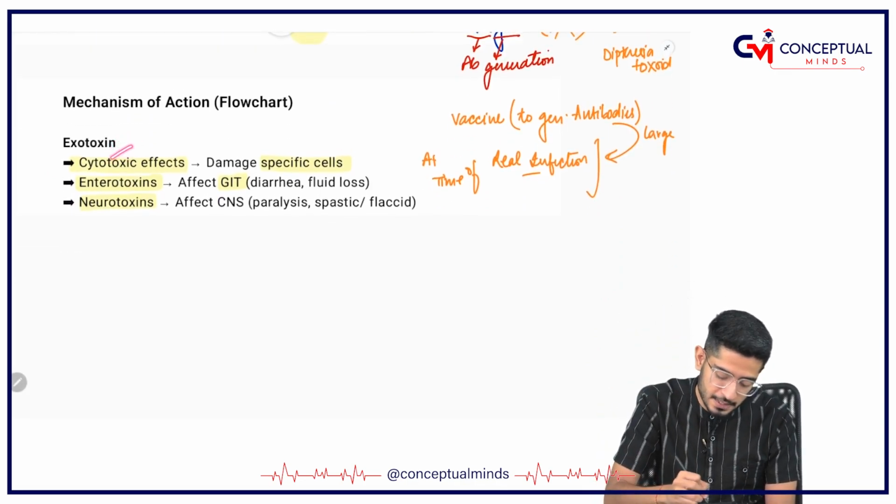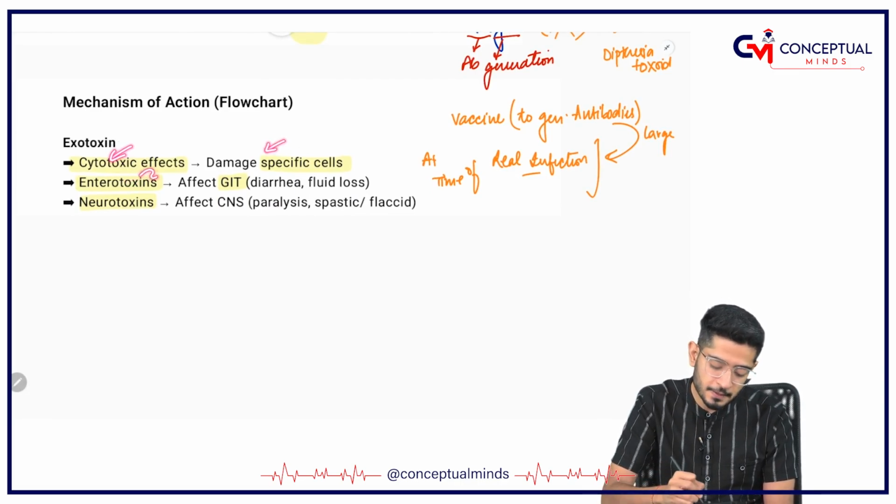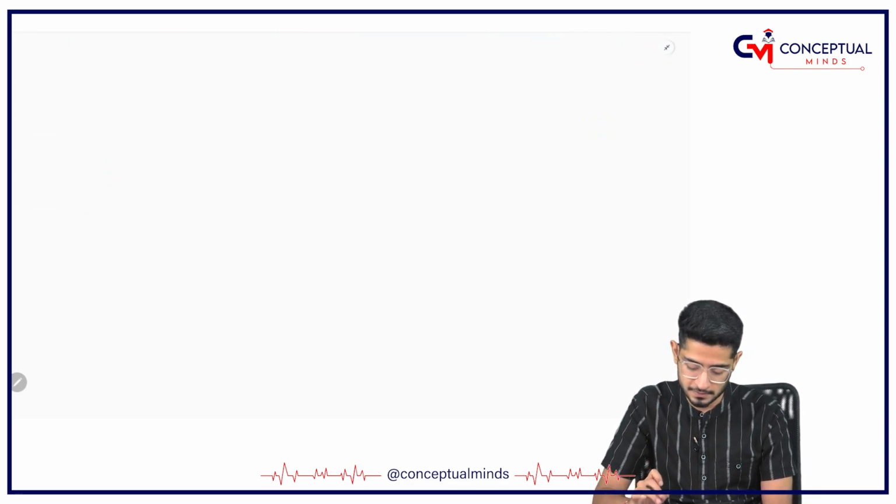For example, any specific cell, cytotoxic; any specific GIT, for example, enterotoxin; and if it is acting on the CNS, it is called neurotoxins. Okay.